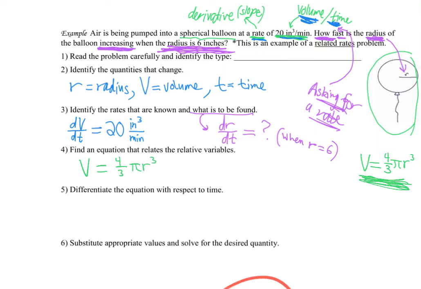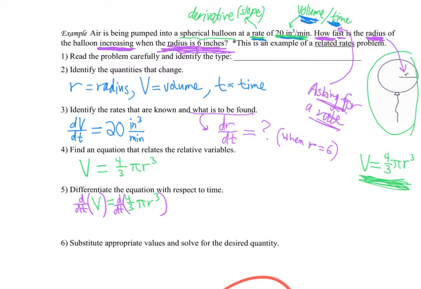Okay. Now number 5, differentiate the equation with respect to time. So I'm going to do what I did before in the previous video. I'm going to take d/dt of both sides of this equation.